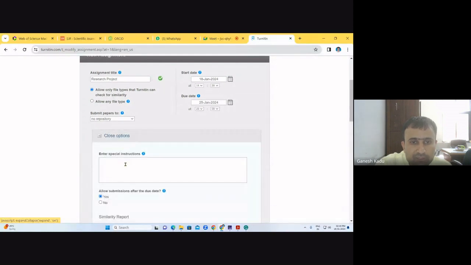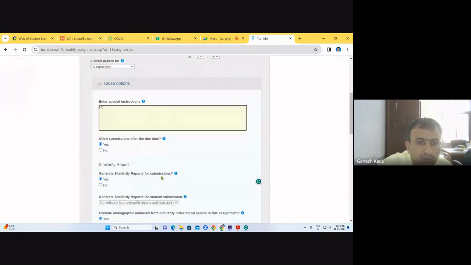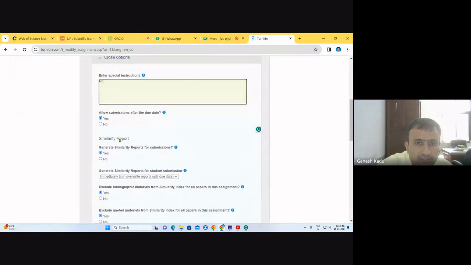And then there are some optional settings, like enter some special instructions. This is usually for students. Then allow submissions after due date. This is usually for students. If you're allowing some submissions, similarity report, generate similarity reports for submissions. So this is set to yes here.